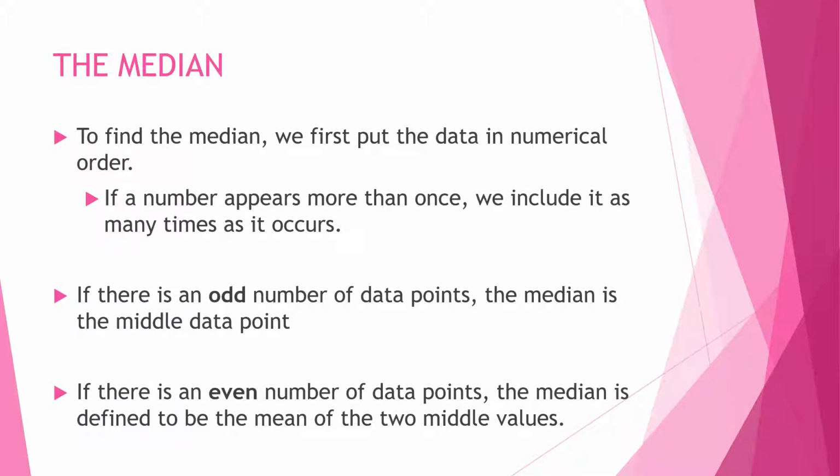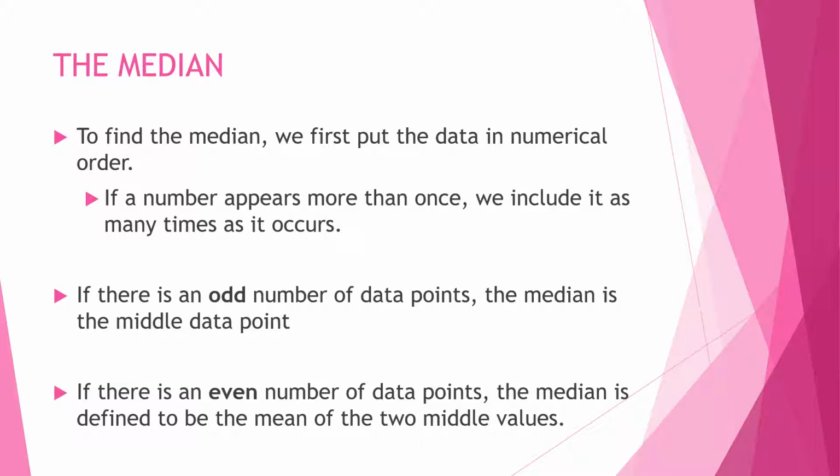All right, so to find the median, your first step is to put the data in numerical order. This is the most important step, and this is the step that people always forget to do when they get to the test. So make sure that you put the data in numerical order, and what I mean by that is put them in order from smallest to biggest. It also notes here, if a number appears more than once, we're going to include it as many times as it occurs. So if you have 2 2s in your data set, make sure you put 2 twice.